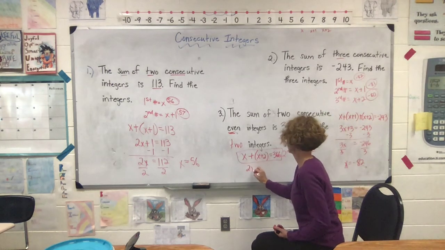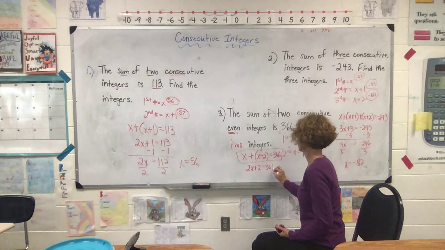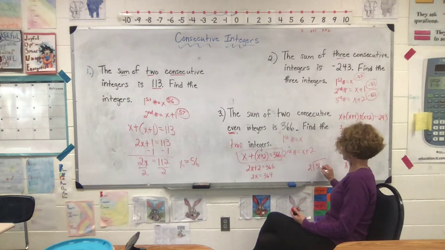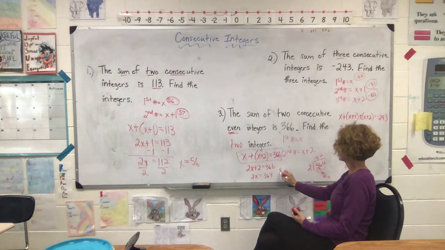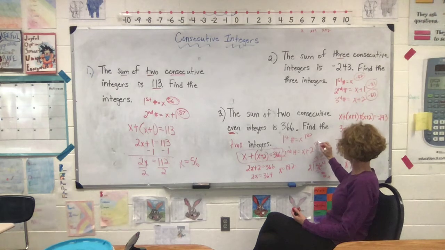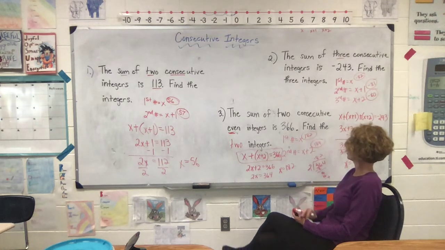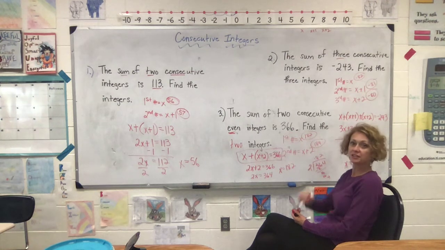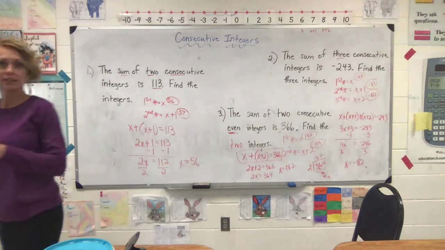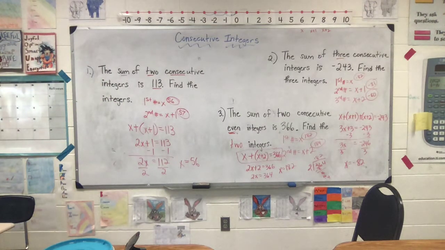x plus x is 2x, plus 2 is 366. I subtract 2, so 2x is equal to 364. 2 goes into 364 how many times? I get x equal to 182, and my next even integer would be 184. Do those add up to give me 366? Yes, they do. All right, so feel free to stop this video, pause it, look back at anything that you need to, zoom in if you need to.